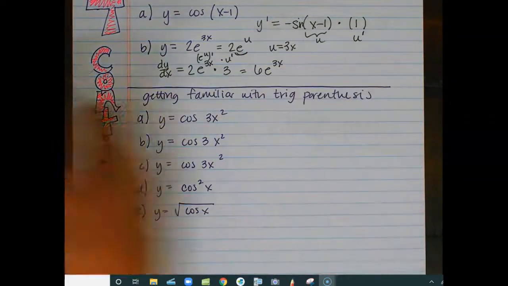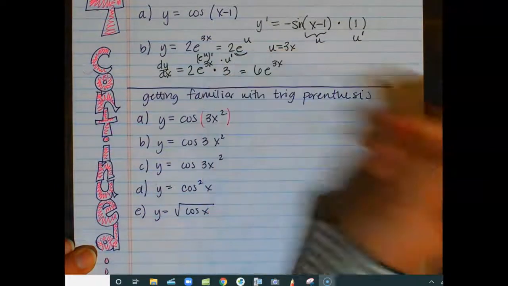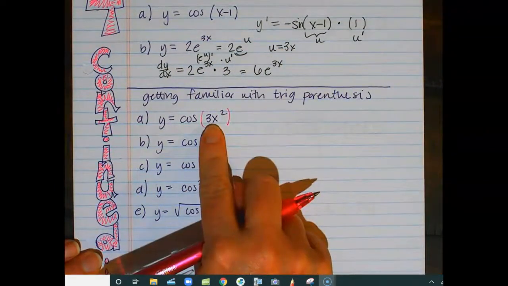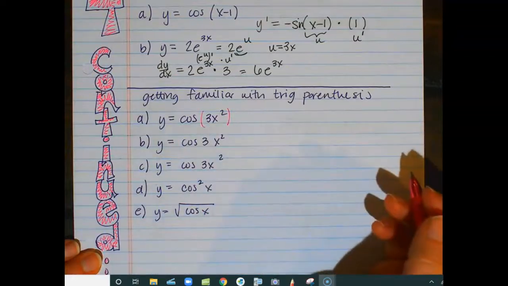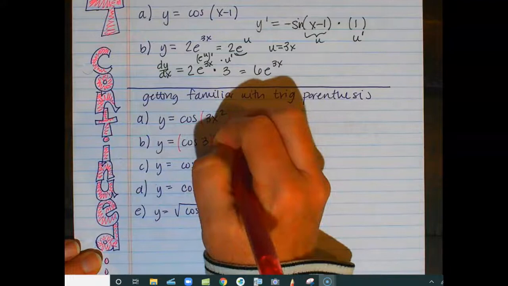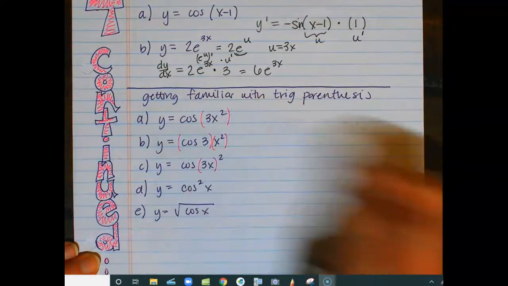So in this first one, I'm going to use a different color. This first one, I'm going to say that this 3x squared, this is the composite part of the function, the g of x. Here, I'm going to say this is actually cosine of 3 times x squared. Now I'm going to do 3x squared.